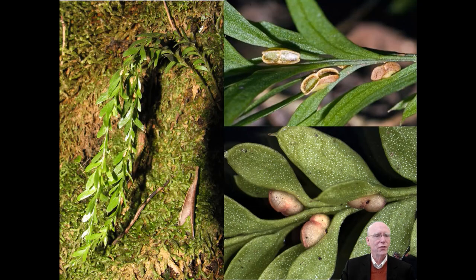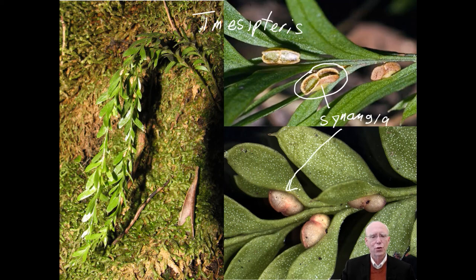Mesipteris looks a little bit different, quite a bit different actually. This is Mesipteris. One of the things we can see here in these photographs is that there are synangia. In this case, the synangia consist of two fused sporangia, but still synangia.